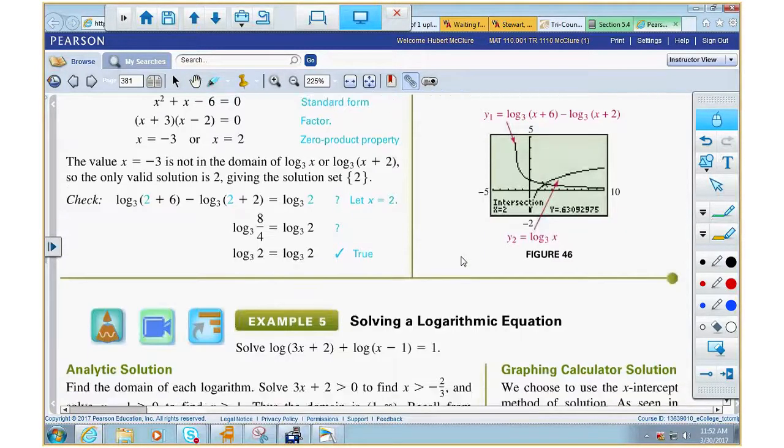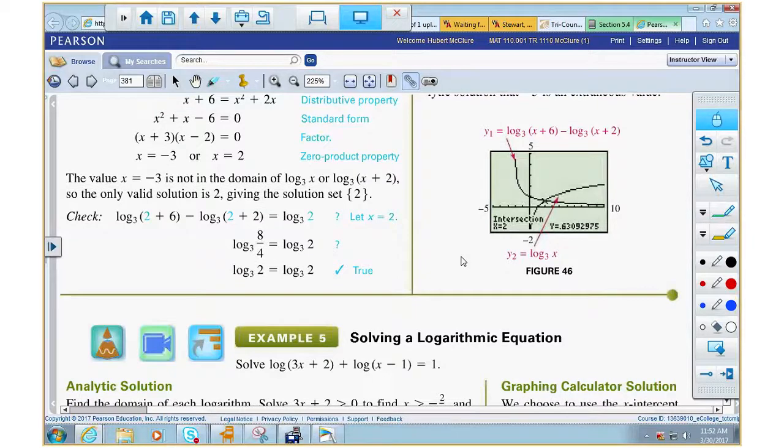Okay, here's one that doesn't have a log on the right side. Write that one down. Log of (3x plus 2) plus log of (x minus 1) equals 1.